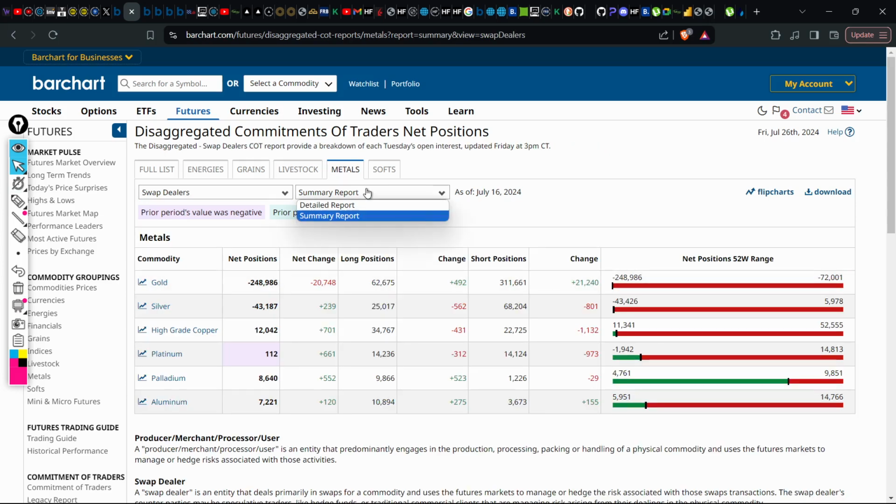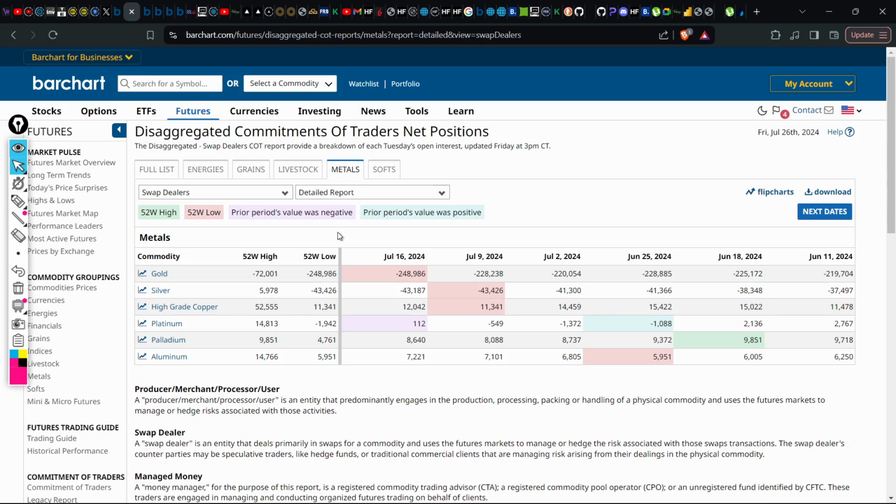Let's go to the detailed report because that's the one I prefer. So you can see commodity gold, 52-week high, 72,000 net short, 52-week low, 248,000. And currently we are at the lowest point because these are the most bearish. If you look at all these other numbers going backwards, none of them is in the 248k range. All of them are below that. So this is the most bearish the swap dealers, not commercials, are at the current prices at that time, July 16th.